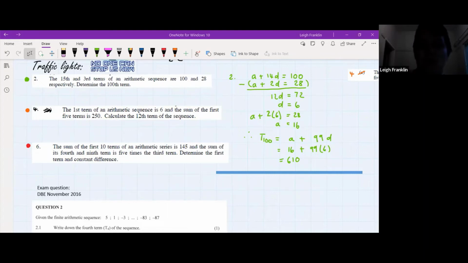Okay, we're just trying some more difficult problem-solving kinds of questions. I've just explained how we would do this, and now everybody is either trying question number 4, the orange question, or question number 6, the red question. So it's one or the other.